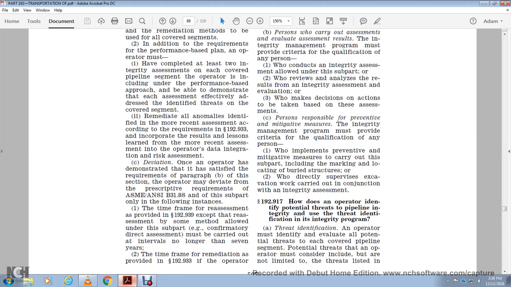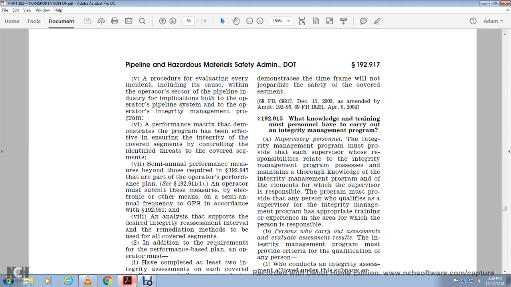The time frame for the reassessment provided in 192.939, except for the reassessment, must be by the same method. It is allowed for the unit of this part to confirm that the direct assessment must be carried out with intervals no longer than 17 years. For the time frame of the remediation provided in 192.933, if the operator demonstrates the time frame will not jeopardize the safety of the covered segment.